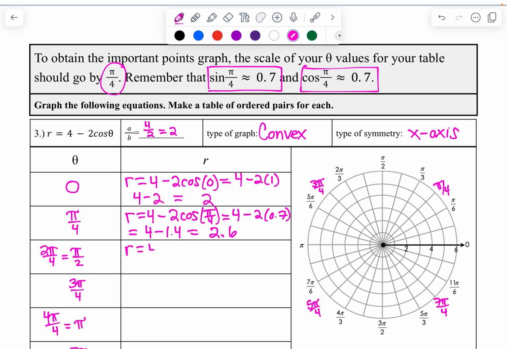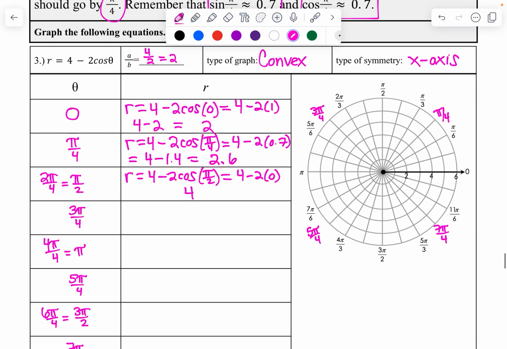All right, next one. So 4 minus 2 times the cosine of pi over 2. Well, we know the cosine at pi over 2 is 0. So this one's just going to end up being 4, because 2 times 0 would be 0. So 4 minus 0 just gives us 4.